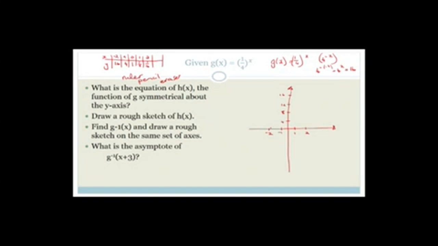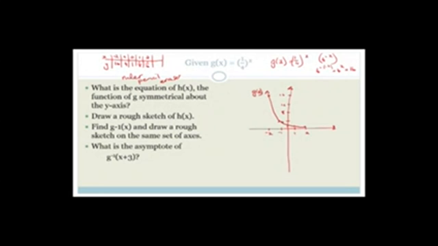Okay, so when x is minus 2, this is 16. When x is minus 1, this is 4. When x is 0, y is 1. When x is 1, it's a quarter. And then it's a 16th. So it's a very steep graph. Okay, right. Happy? Okay, and this is g of x.